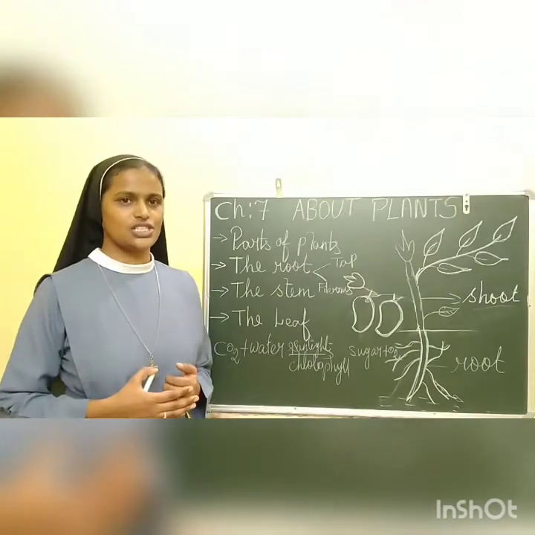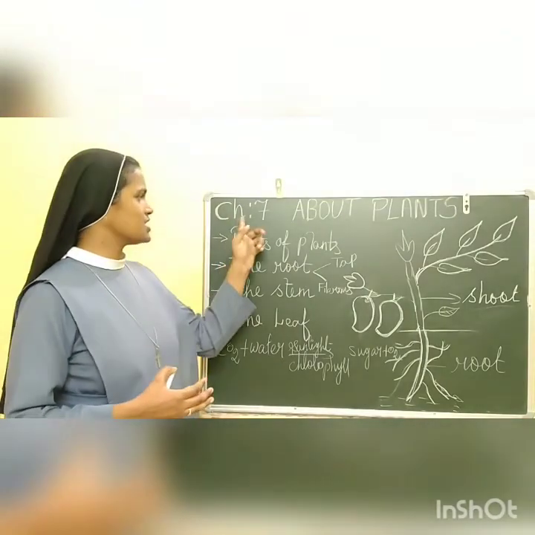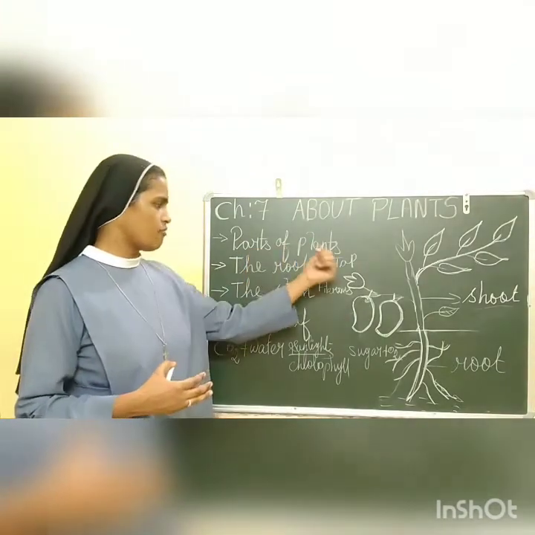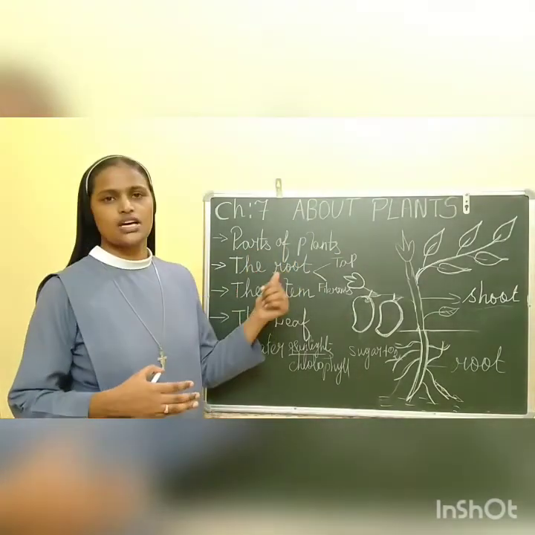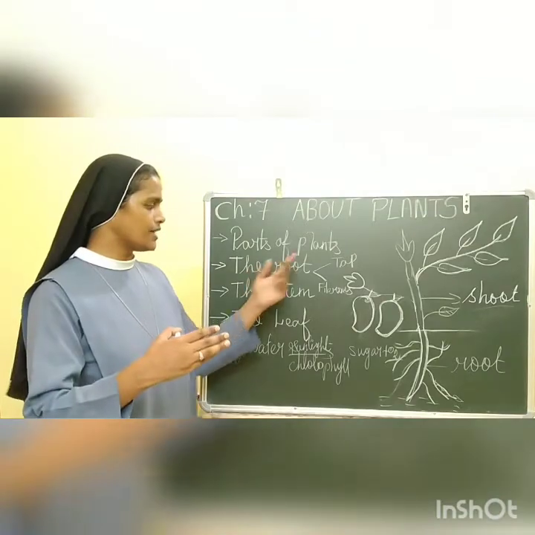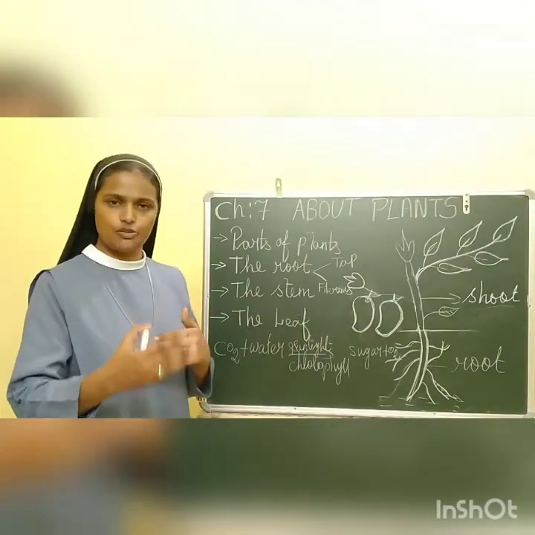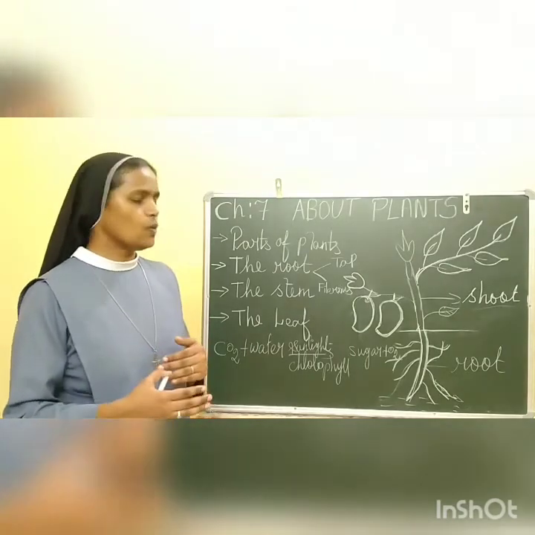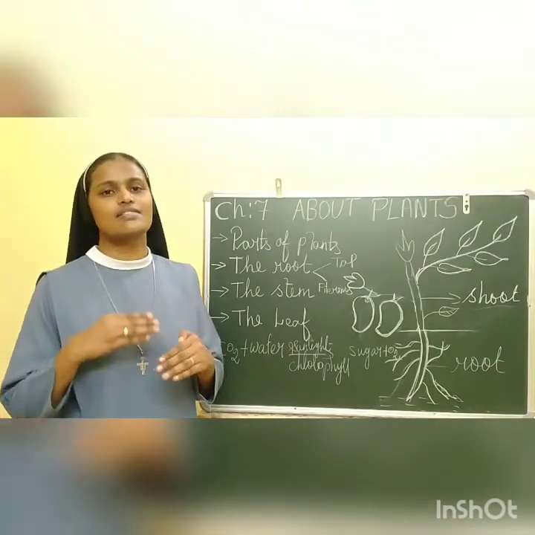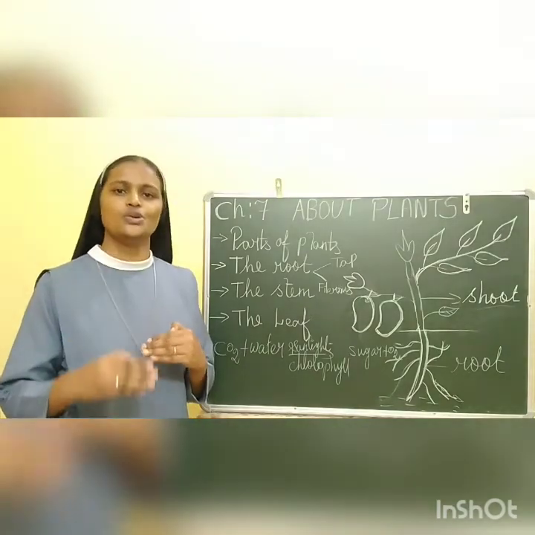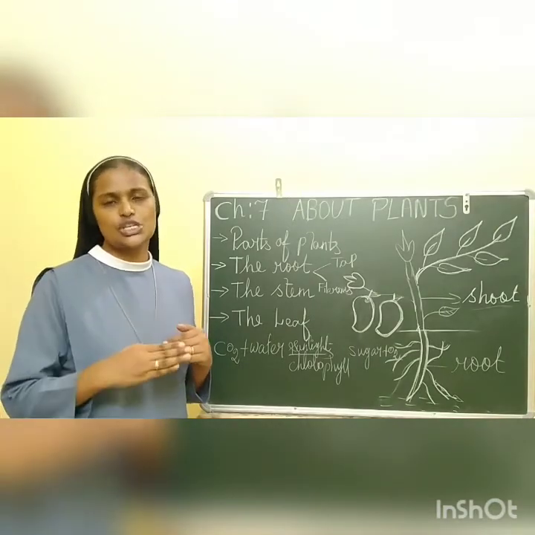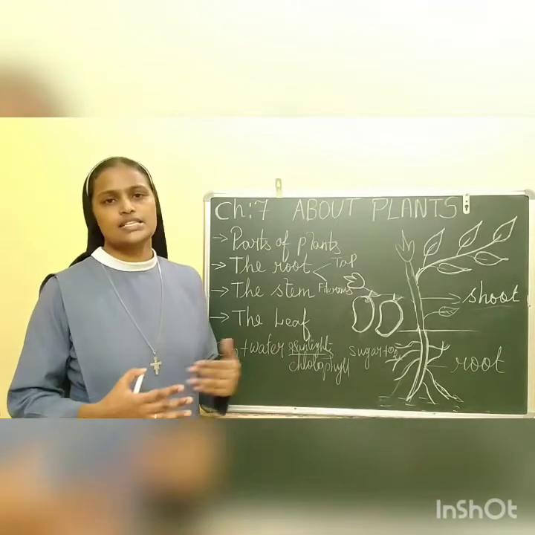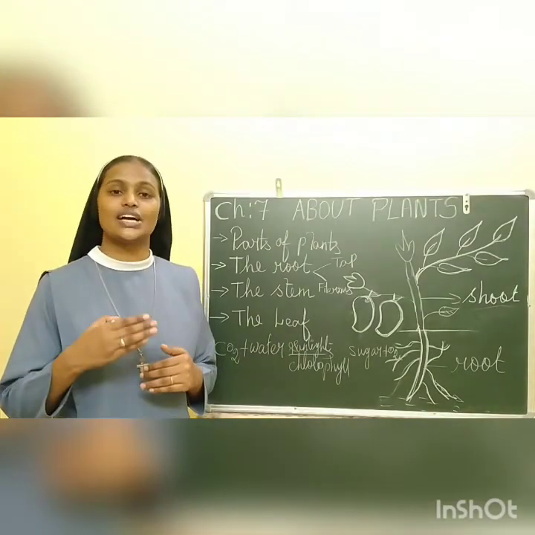So my dear children, today we have seen chapter 7 about plants. In that we have seen parts of plants, the root and its kinds and functions, the stem and its functions, the leaf and its functions. All the activities given in the book, please try to do them, and the continuity we will have next week. Just study well and practice, try to plant.